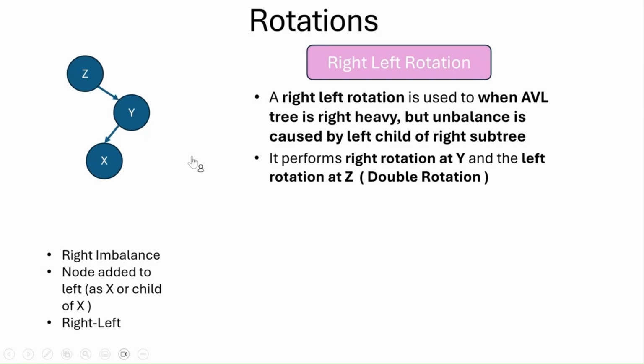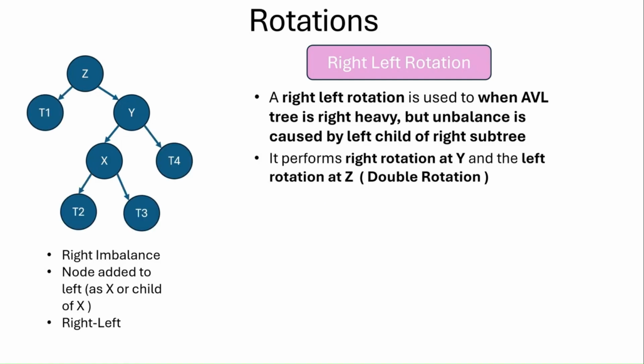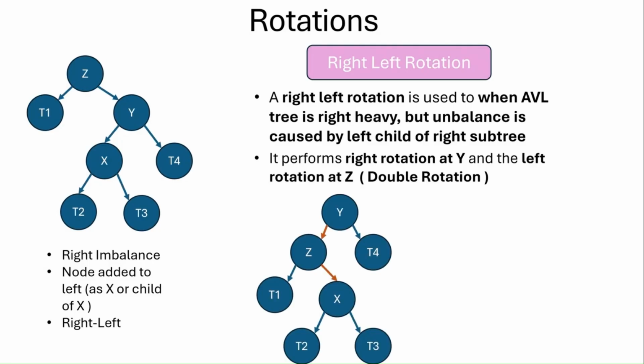Now how can we solve it? It performs the right rotation on Y first and then the left rotation at Z. We'll understand here also why 2 rotations. So these are the subtrees, to better understand the tree structure after rotations.